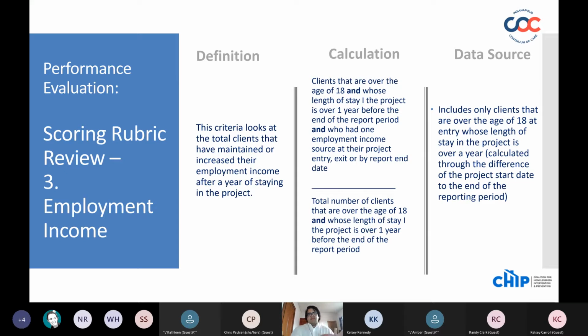either at the entry or exit of their report or by the report end date, right? So maybe they didn't start out in your project as having employment income, but midway through there's an update or they get a seasonal job and you're able to document that in HMIS. That would include the client in the numerator. And then the denominator right here are going to be any clients who are our baseline, over 18 and have stayed in the project for a year.